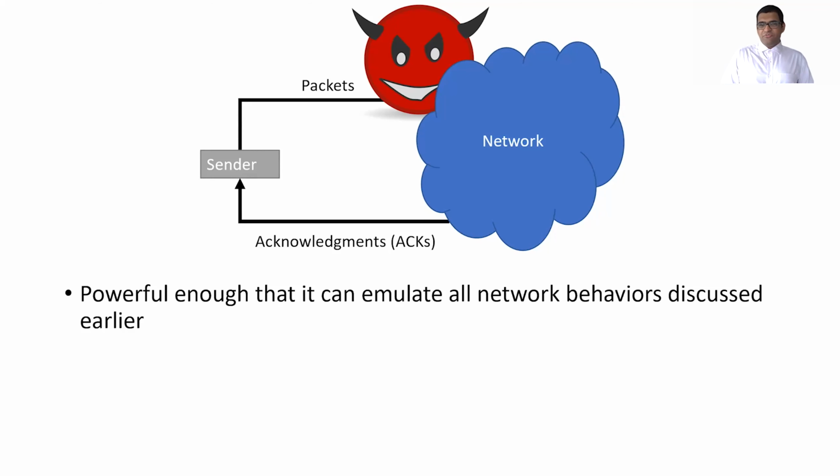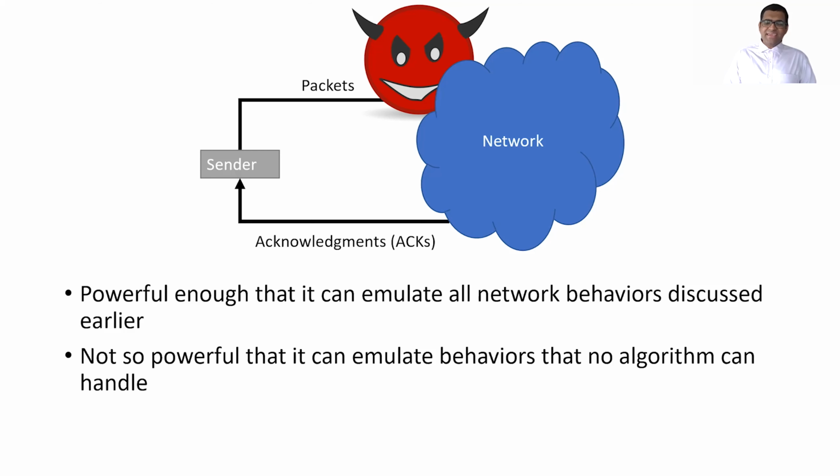First, it should be powerful enough that it can emulate all the network behaviors we discussed earlier and more. And this means that if an algorithm works in spite of this adversary, it's also going to work in any network that the adversary can emulate. And second, the adversary shouldn't be so powerful that it can emulate behaviors no algorithm can handle.